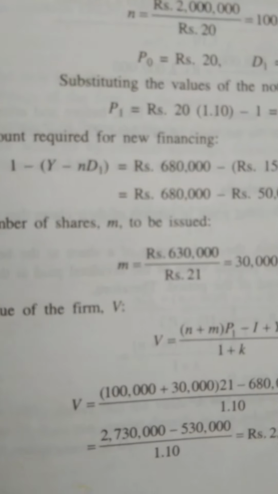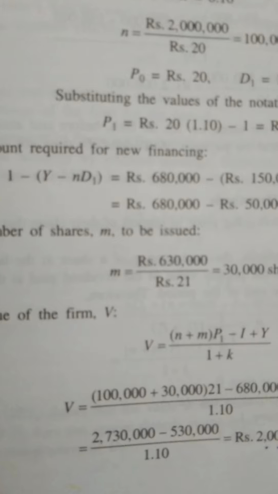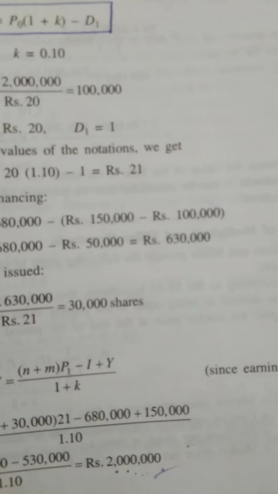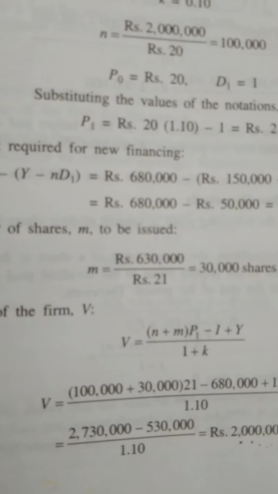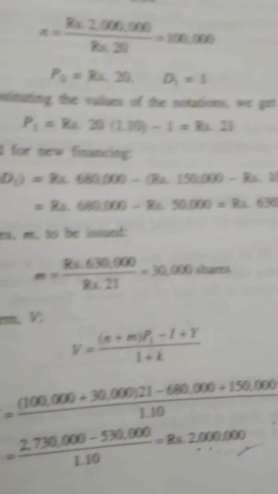Number of shares to be issued. New number of shares to be issued. What is the formula? New investments is how much? 6,30,000. What is the current market price? 21. That means 30,000 shares the company has to issue.